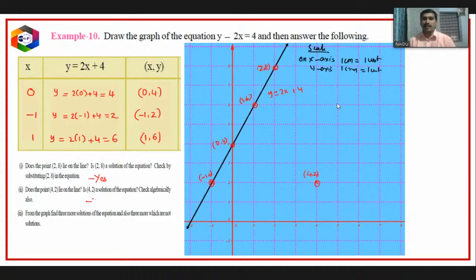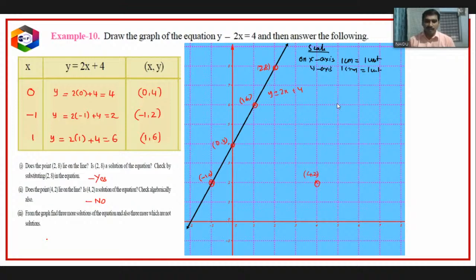Check algebraically means, as we did day before yesterday, we will substitute this point in the equation. LHS and RHS will not be equal. Now from the graph, find 3 more solutions. If you observe the graph, without calculating we can find a few more solutions from the graph.